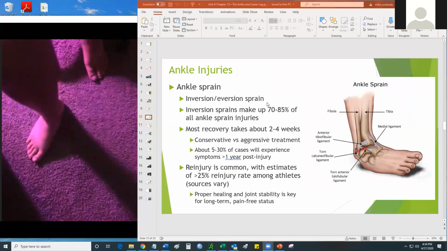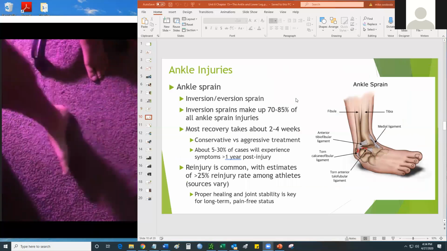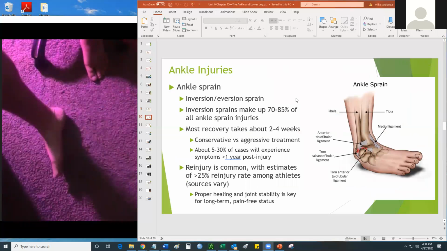Now, the inversion or eversion ankle sprain, this is your true ankle sprain. The inversion ankle sprain, where you roll on the side of your foot, is the most common injury in sports. If you take all ankle sprains, this makes up about 70 to 85% of all of them. And about a quarter of these cases will either recur or have pain over a year after the injury.